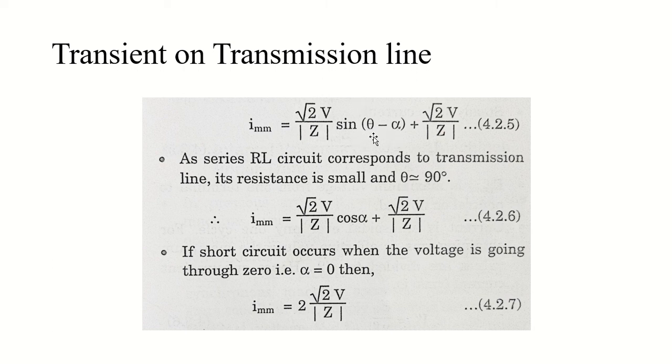Because of that, what will happen: this sine theta minus alpha will become sine 90 minus alpha, and sine 90 minus alpha is what? It is cos alpha, right? So it will be root 2 V by Z cos alpha plus the second term as it is.